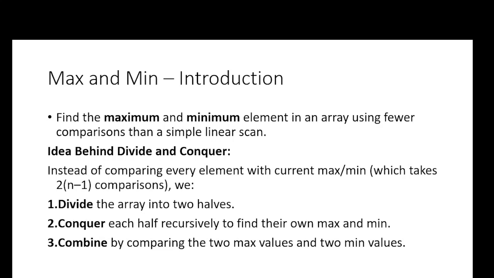The next is the maximum and the minimum using divide and conquer strategy. So with the divide and conquer strategy, the maximum and the minimum can be found easily. Usually it takes 2n minus 1 comparisons, but if we do it recursively, it will lead to fewer comparisons. Let's say I divide the array into 2 halves, then I check in each subpart what the maximum and the minimum are, and then I combine them to get the final maximum and the minimum.